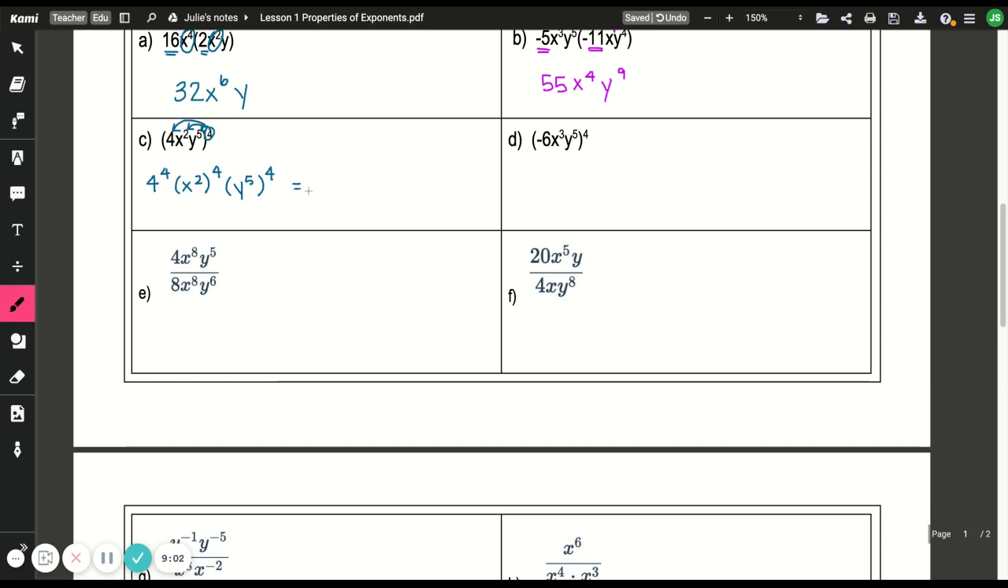Now I'm actually going to simplify. So now I'm going to simplify each of those. 4 to the 4th is 256. X to the 2nd to the 4th, when I have a power to a power, so one variable with 2 exponents, I multiply them, and I get x to the 8th. Y to the 5th to the 4th, one variable with 2 exponents is a power to a power. We multiply exponents. Y to the 5 times 4 is 20.